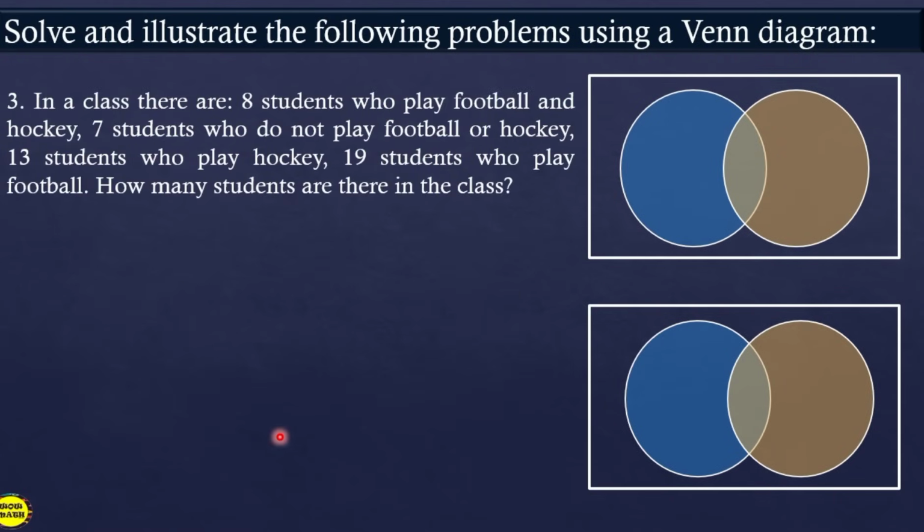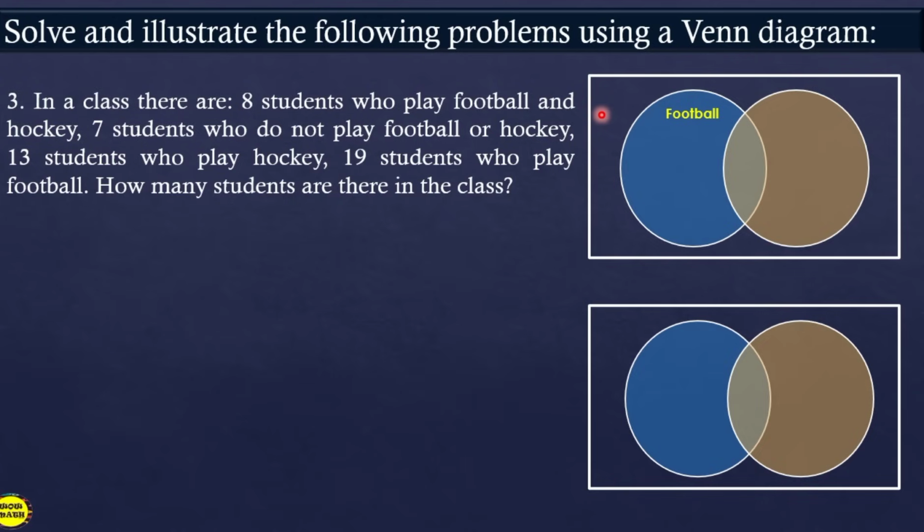Next. So, we have number 3, in a class there are 8 students who play football and hockey, 7 students who do not play football or hockey, 13 students who play hockey, and 19 students who play football. How many students are in the class? So, unang-una mong gagawin is look for the intersection. So, yun po ang unang-una natin palaging gagawin. So, we have here, let's find those who are playing football and hockey. So, ito yung clue natin dyan, end. End means intersection.